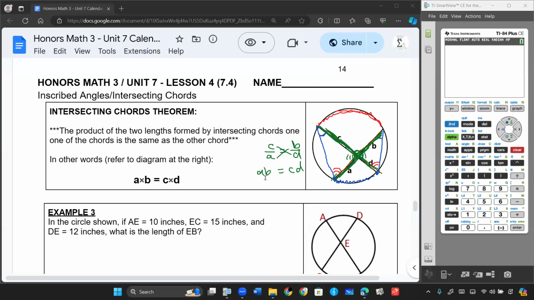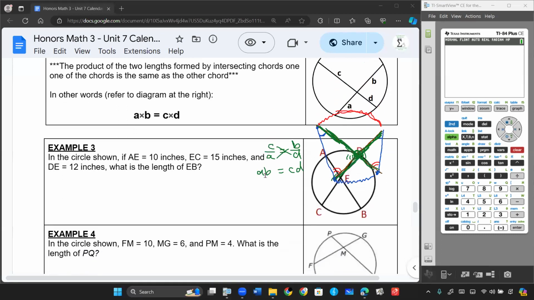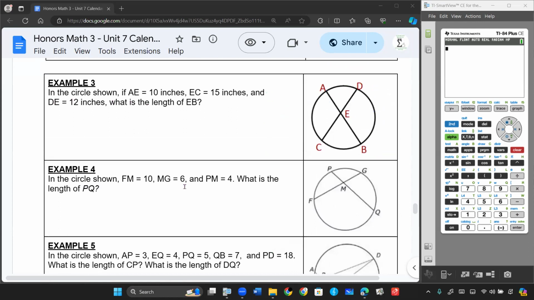Therefore, we can solve a few problems to solve for segment lengths. Let's do example 3 below. Important thing is to label everything you're given. So if I know AE is 10 inches, I'm going to put 10 right there. I'm going to color code this if possible. And EC is going to be 15 inches. That's going to be a different color, so I'll do like a dark red maroon there. That's going to be 15. That'll be here. And then finally, DE is going to be 12 inches.